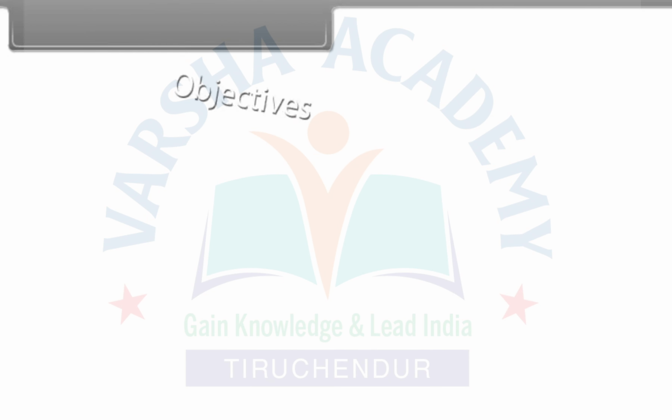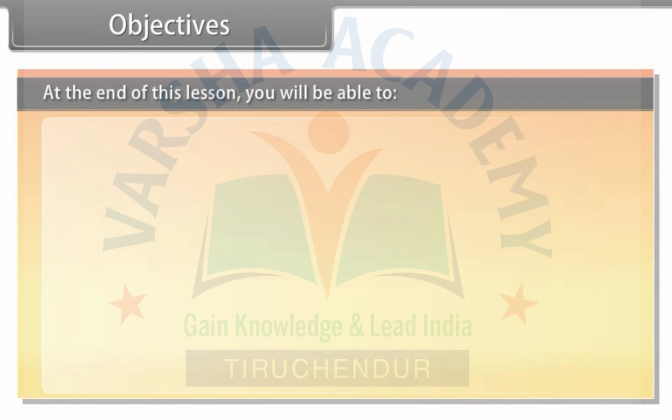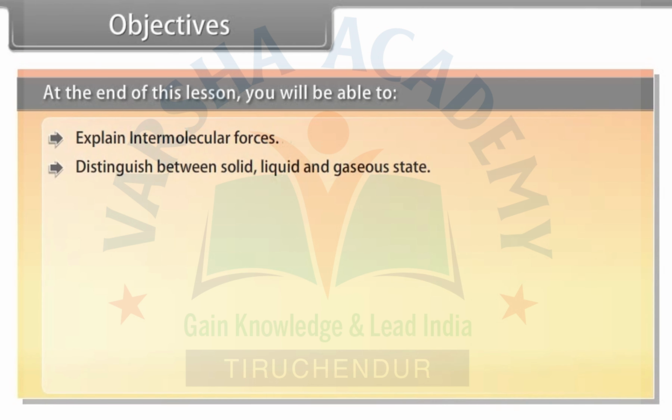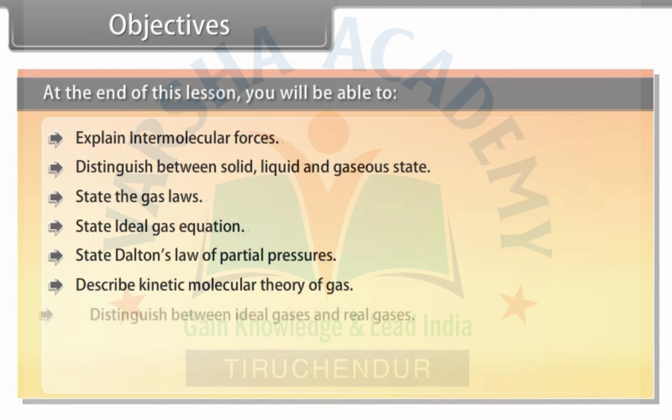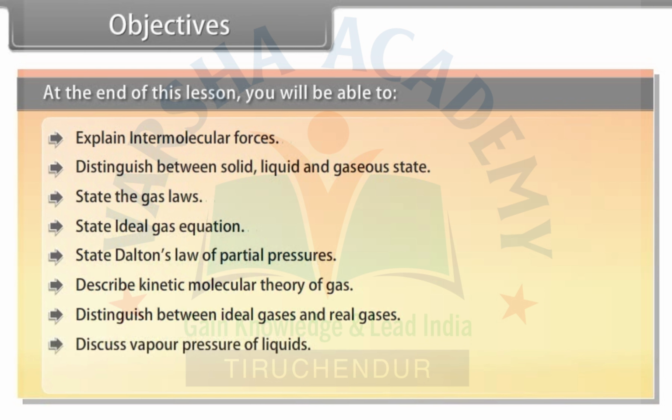Objectives. At the end of this lesson, you will be able to explain intermolecular forces, distinguish between solid, liquid and gaseous state, state the gas laws, state the ideal gas equation, state Dalton's law of partial pressures, describe the kinetic molecular theory of gas, distinguish between ideal gases and real gases, discuss vapor pressure of liquids, and define surface tension and viscosity.